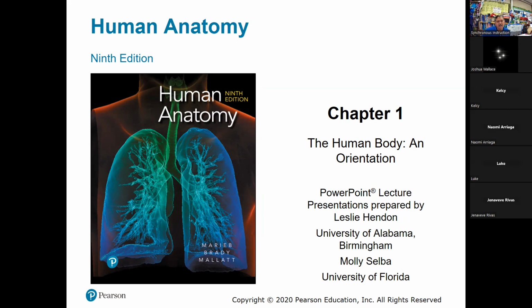Today, we're going to be taking a look at the human body and orientation, which was found in Chapter 1 of the Human Anatomy book, the 9th edition by Pearson. So let's go through those slides together and give you a quick orientation of the human body.